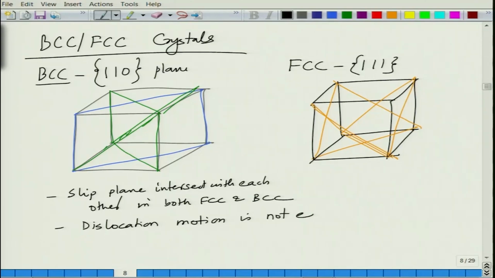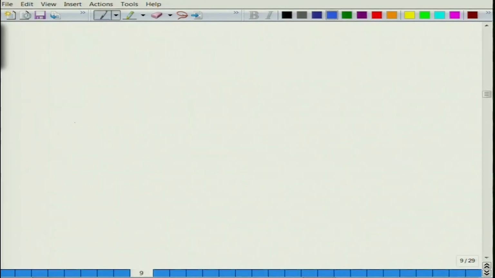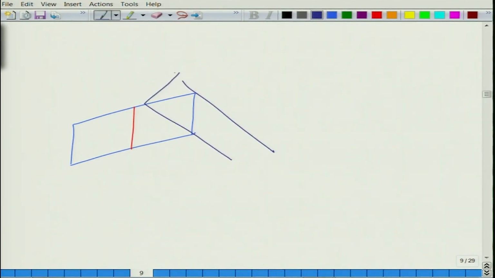is not easy, because when it moves in one plane, let us say there is a dislocation, there is a plane here. Let us say it moves in one plane. So, this is the dislocation line which is moving, and it intersects another plane, let us say this is another plane.